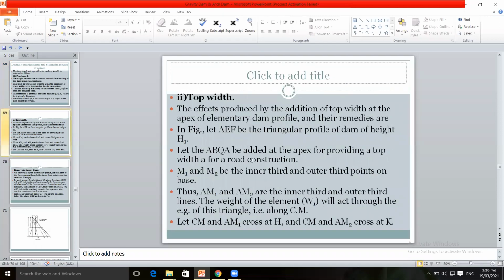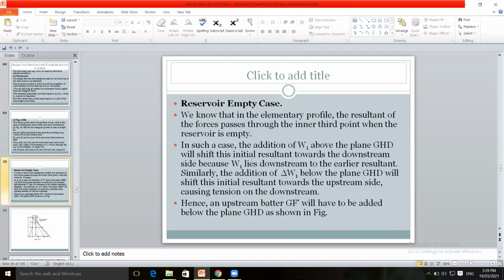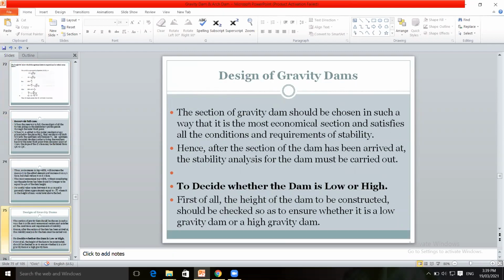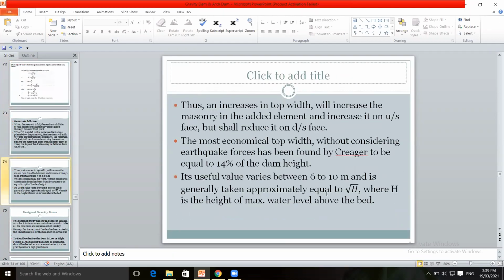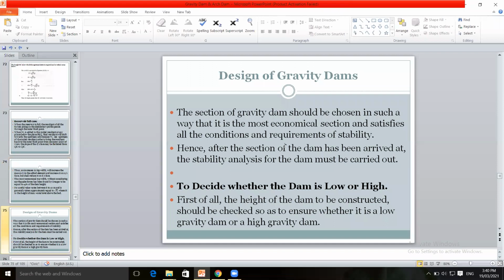of the dam, which should be equal to root of EH and should lie between 6 to 10 meters, or it may be equal to 14% of the dam height. These are the design considerations for the most economical section of the dam. It should satisfy these conditions.